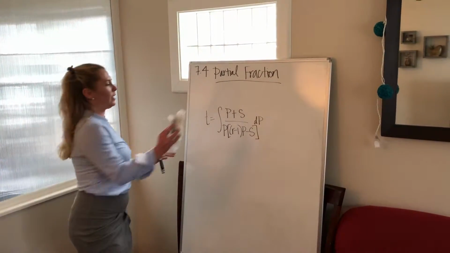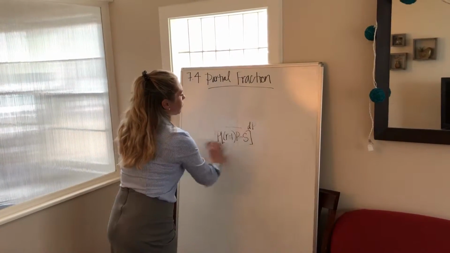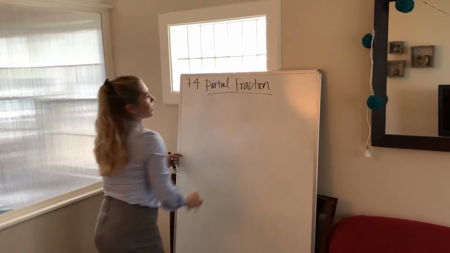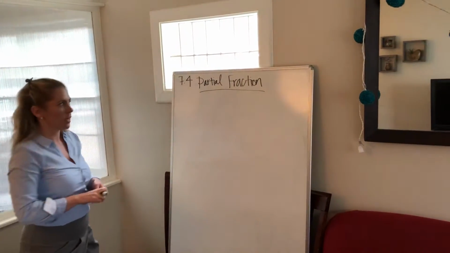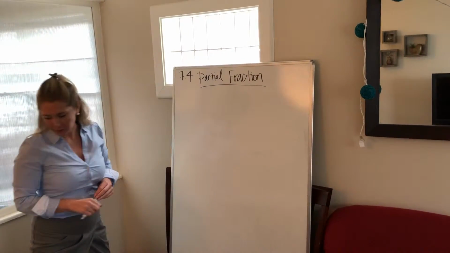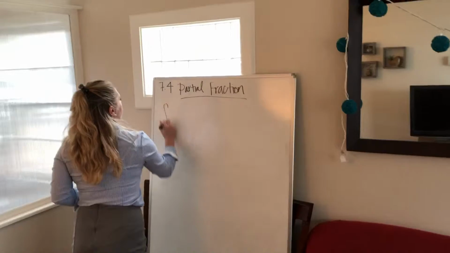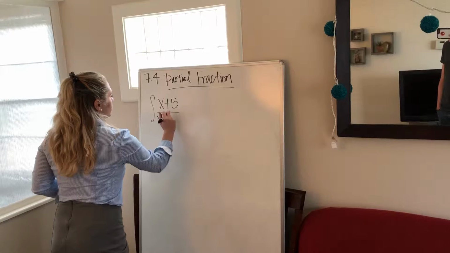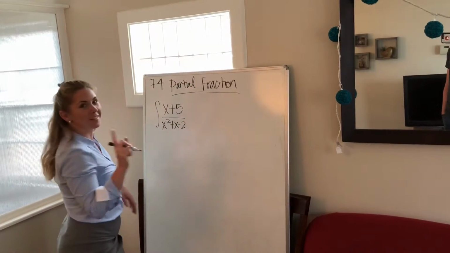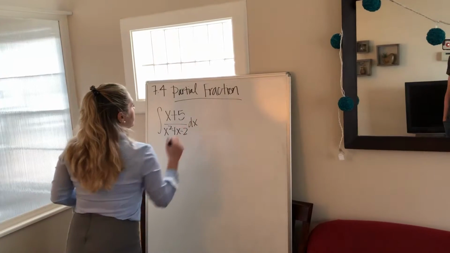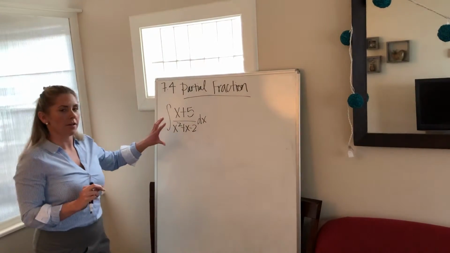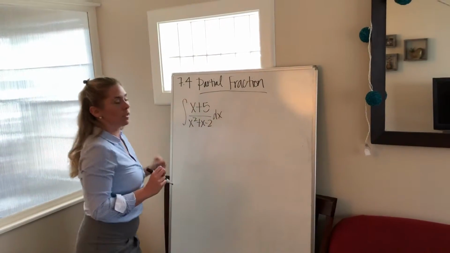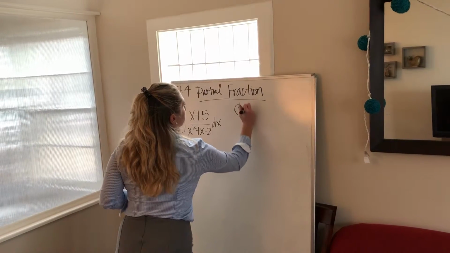But let's take a look at a little bit simpler one with x's and numbers, something that we'll be able to solve in a fairly straightforward manner. So we're going to look at an indefinite integral, and we have here x plus 5 over x squared plus x minus 2. Don't forget the dx. So I look at this function, and the first thing I'm going to do is think about the integration techniques that I already know. The first one I think of is u sub.